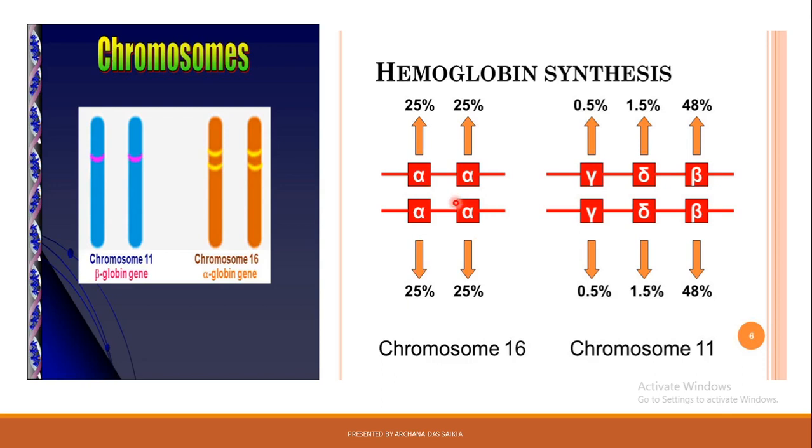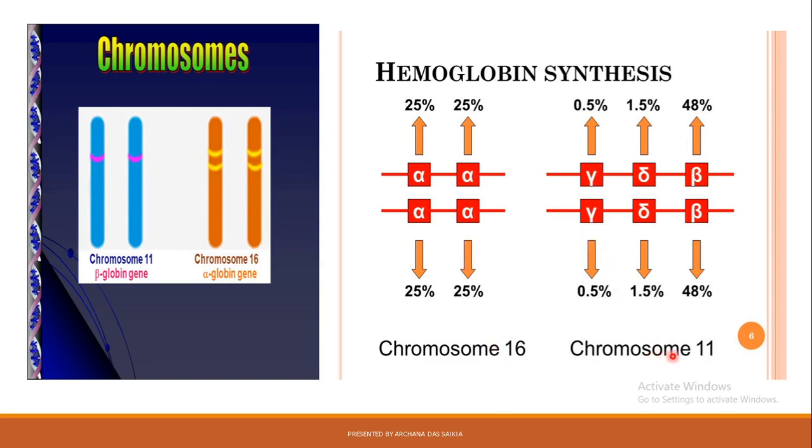So if one of them is defective, then what will happen? Only 75% of the alpha chain will be formed. So the chain formation will not be complete. And obviously, if it is not complete, then it's likely to break down easily if the alpha gene is defective.